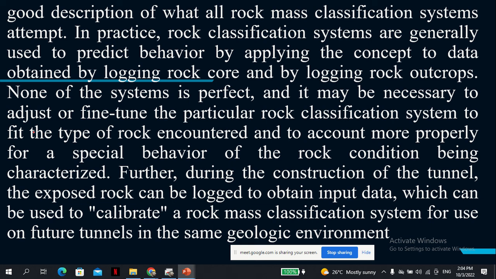condition being characterized. Further, during the construction of the tunnel, the exposed rock can be logged to obtain input data which can be used to calibrate a rock mass classification system for use on future tunnels in the same geological environment.